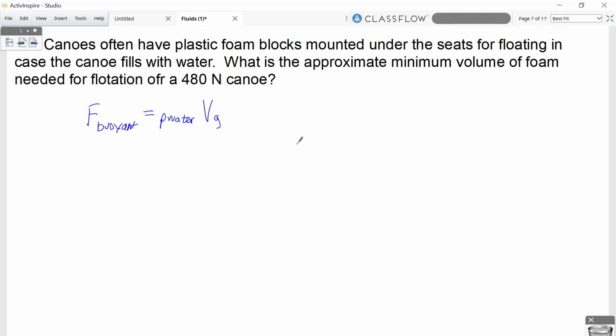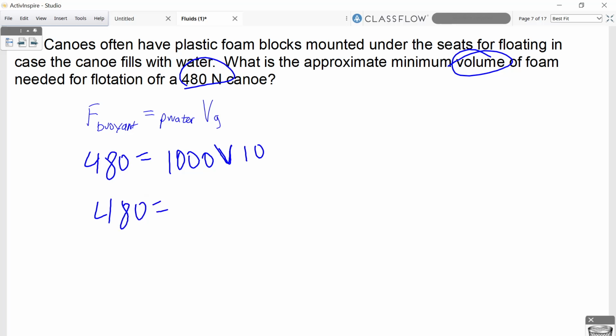Okay, so another example here. Canoes have plastic foam mounted under the seats for floating in case the canoe fills with water. What is the minimum volume of foam needed for flotation of a 480 Newton canoe? So for this, we're just plugging in our numbers in our formula. Water is 1,000. They want to know the volume, so we don't know V. And we have all the numbers set. So once you plug in your numbers, that should be simple to do.